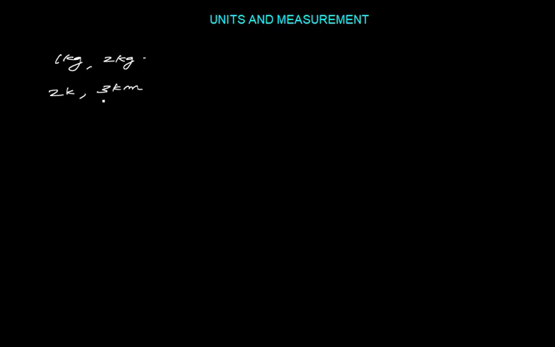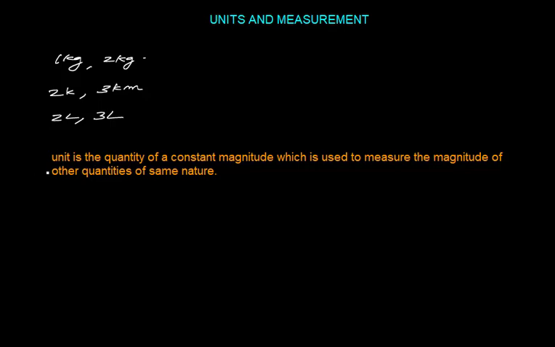And if you buy some milk from a shop, you may ask to get 2 liters or 3 liters of milk. In all these cases, you can see that there is a measurement involved, like 2 kg, 3 kilometers, 2 liters, etc. Here, the digit indicates the amount and kg or liter indicates its unit. Therefore, we can define unit like this.